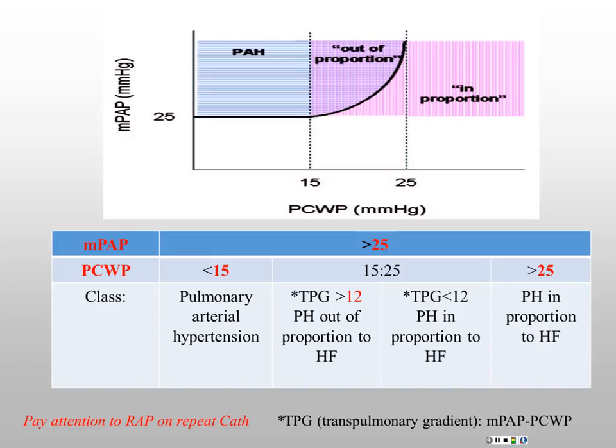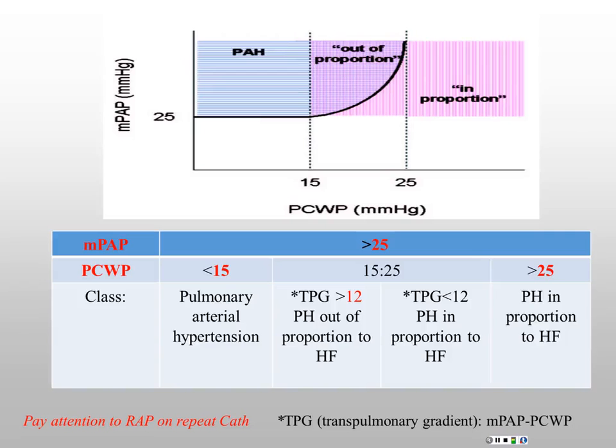In this group, between 15 and 25, we have to calculate what's called the transpulmonary gradient. This is the mean pulmonary artery pressure minus the wedge pressure. If the number is more than 12, it means there is pulmonary hypertension out of proportion to heart failure. So you may still have left-sided heart disease, and on top of that, you may have pulmonary arterial hypertension. If this number is below 12, then it's in proportion to heart failure. In this case, we recommend just management of the left-sided heart failure.